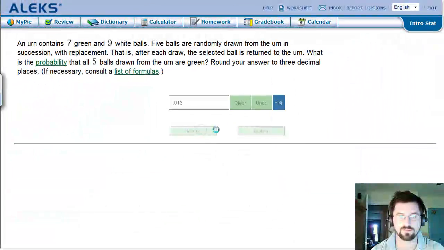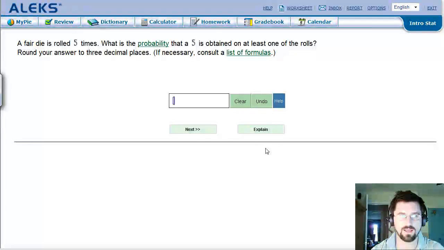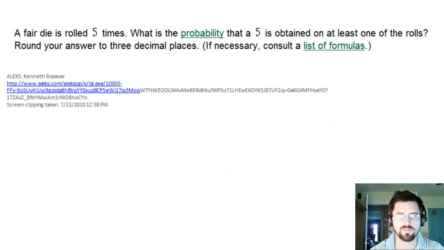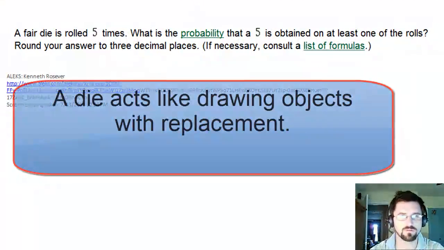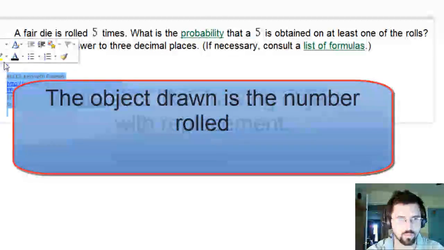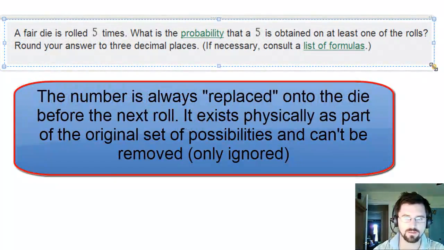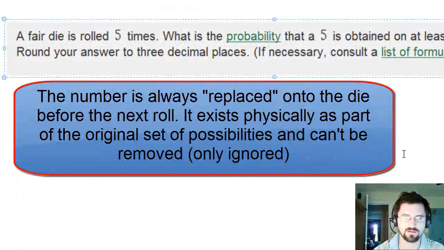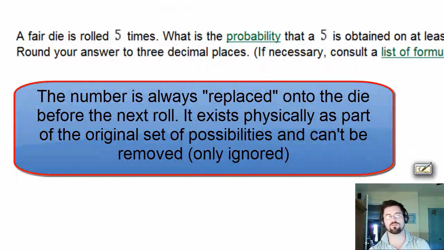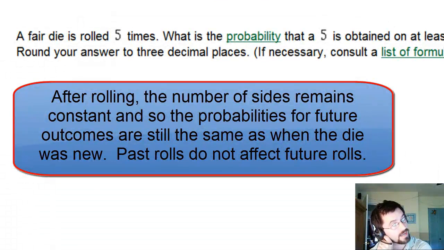Alright, next. More practice. Here's the one I was hoping for. I'm going to copy this one. A fair die is rolled 5 times. A die is considered to be with replacement because all the numbers there at the beginning are still there at the end. So before you roll and after you roll, the die is the same and all the probabilities are the same on that die.